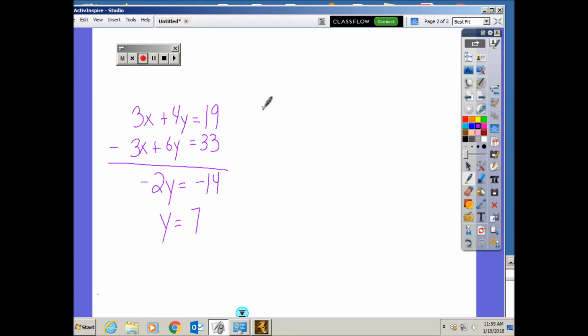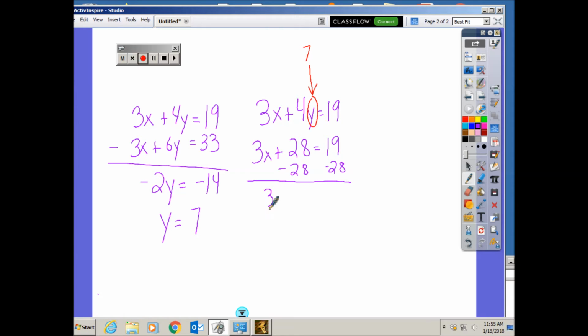So I take that original first equation, okay, and for y, I'm plugging in 7. I still have 3 times x. 4 times 7 is 28, equals 19. I'm going to subtract 28 from both sides, correct? And I get 3x equals, what is 19 minus 28? Negative 9? I divide both sides by 3, I get x equals negative 3.